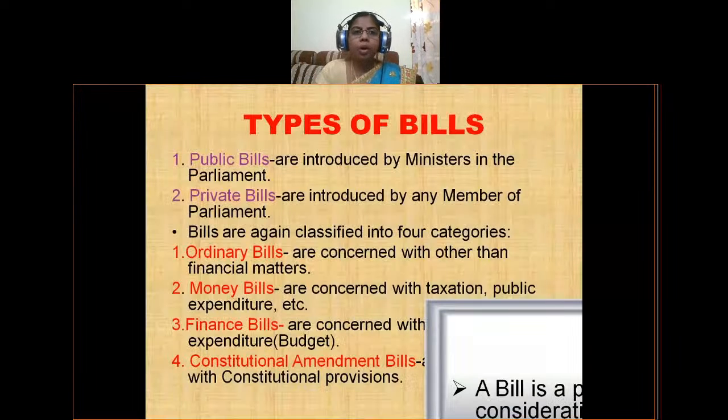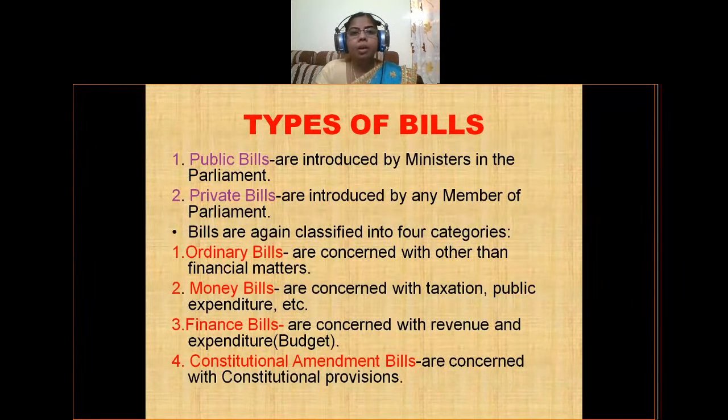So let us know about the types of bills. Bills are mainly classified into 2 types. Those are public bills and private bills. So what are public bills means? Bills that are introduced by ministers in the parliament. That means by government. So these can be called as public bills.